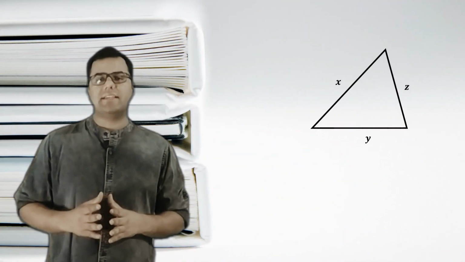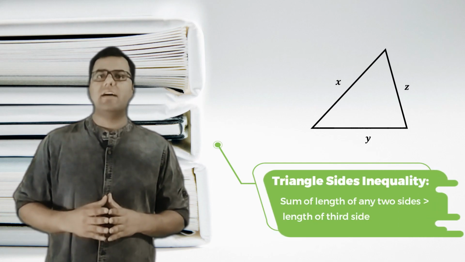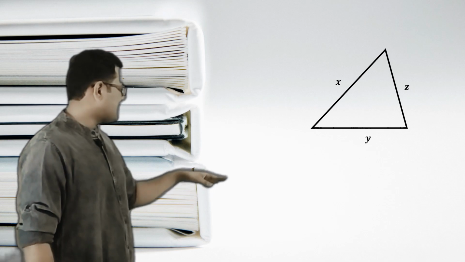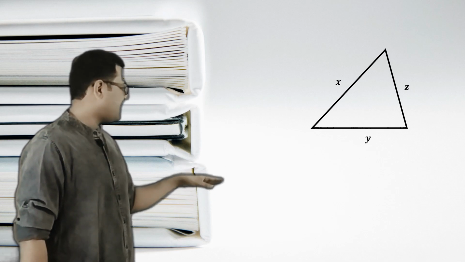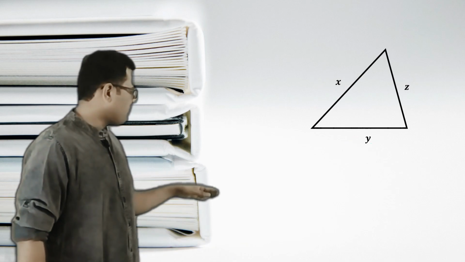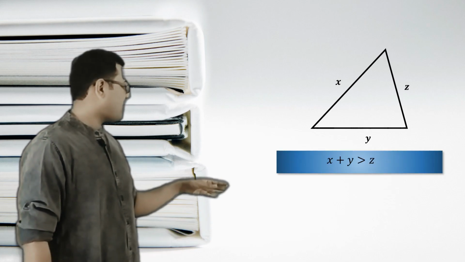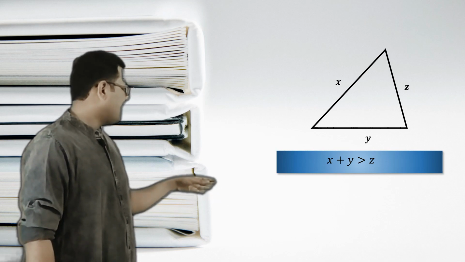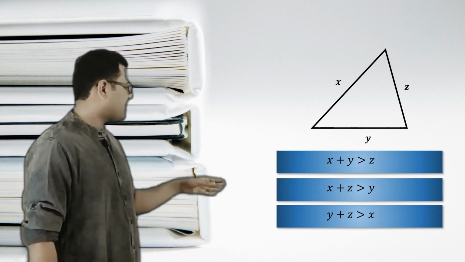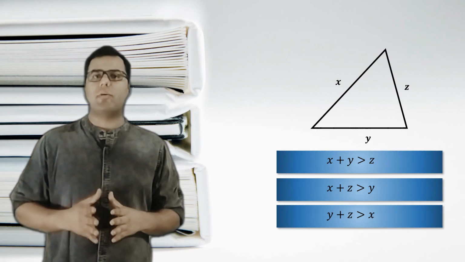There is also a thing called triangle side inequality. Triangle side inequality says that the sum of any two sides of a triangle must be greater than the third side. Let's understand this with an example. For this triangle, the three side lengths are X, Y, and Z. You take any two sides together, then the sum of these two sides must be greater than the third side, and hence X plus Y must be greater than Z. Similarly, X plus Z must be greater than Y, and Y plus Z must be greater than X. If this holds true, then we can form a triangle.